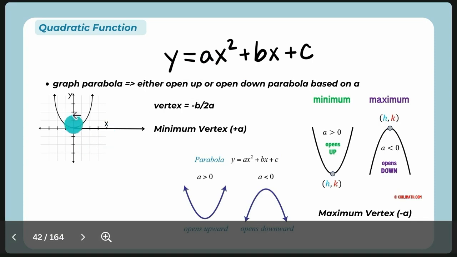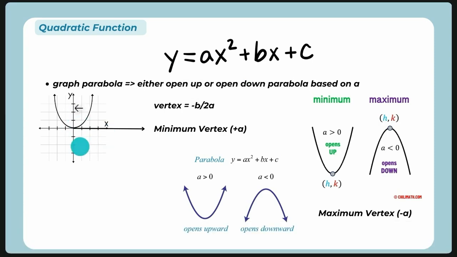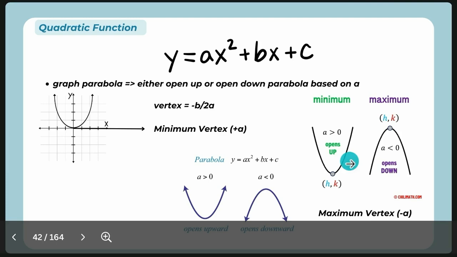So this point right here, it's called the vertex. And in order to find the vertex, it's negative b over 2a. So this is the minimum vertex, which is positive a. So if you have an open up parabola, a is greater than 0. If you have a maximum parabola, a is less than 0, which is an open down parabola.